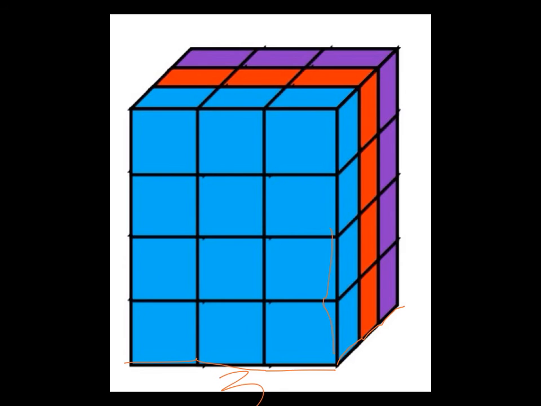And then I have 1, 2, 3, and 4 across the top. So I know that 3 times 3 is 9. And then I can do 9 times 4, which is equal to 36 units cubed. Or sometimes we say cubic units.